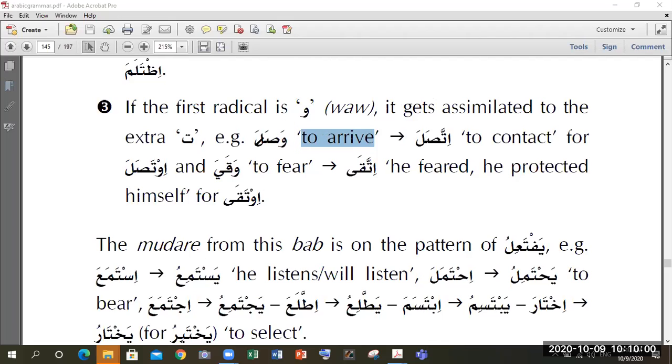Now look at the difference in the meaning. Wasala means he arrived. But ittasala, because we put it into Bab Ifta'ala, has a reciprocal effect. When I arrived there and you also contacted me, I also contacted you. So it becomes to contact instead of just arriving.